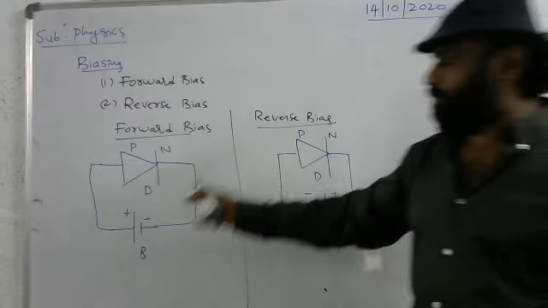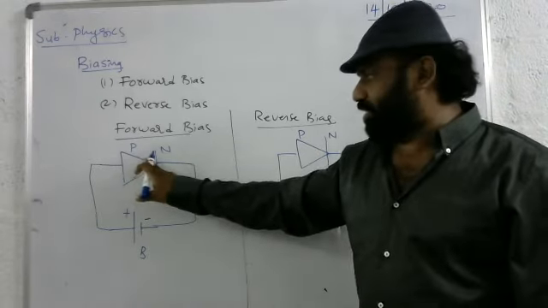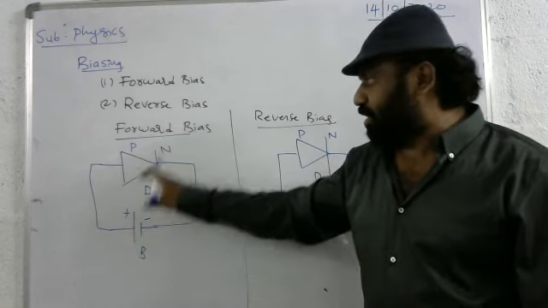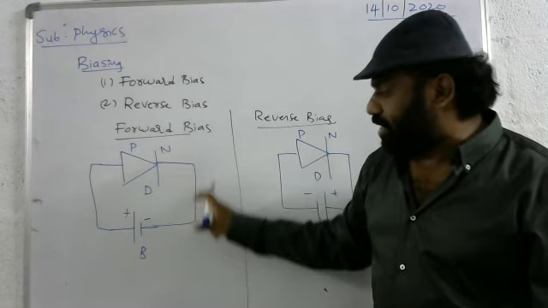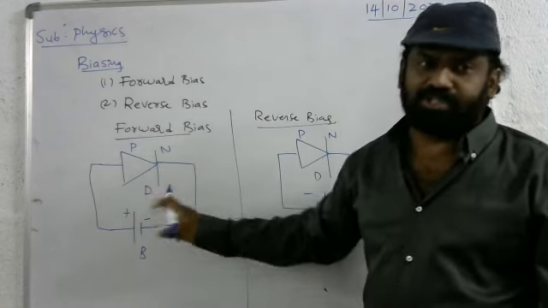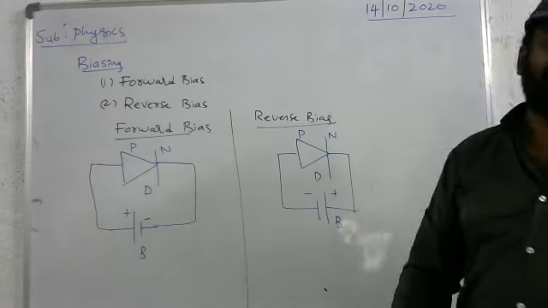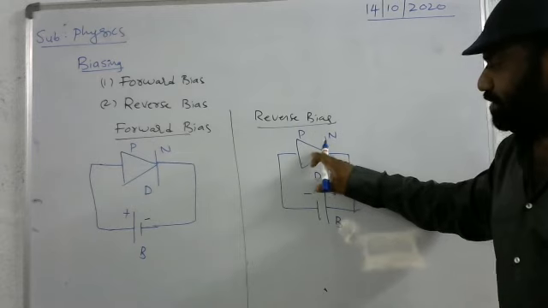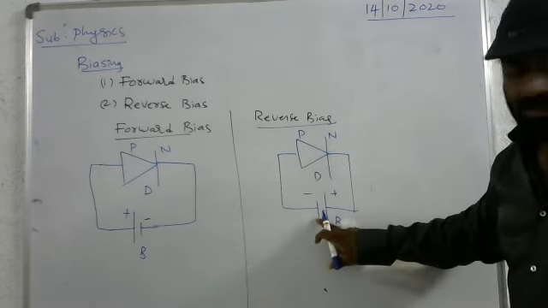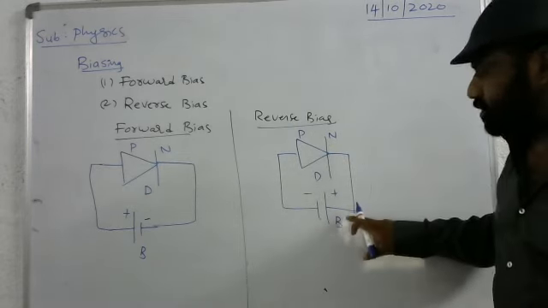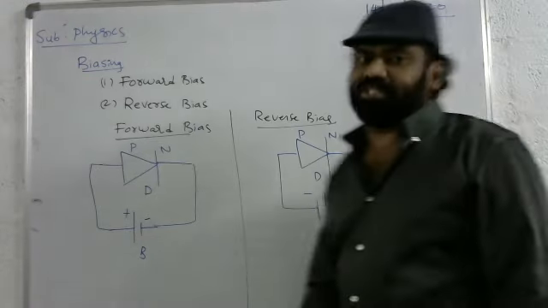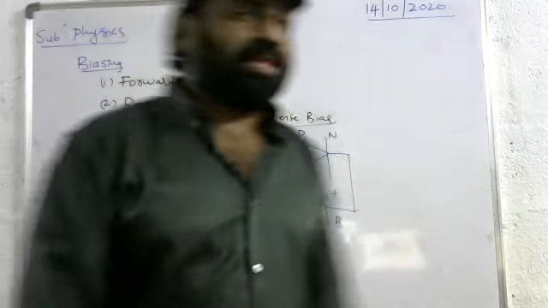Now let us see the definitions for forward and reverse bias. Forward bias first: the diode P-type is connected to the positive terminal of a battery and the diode N-type is connected to the negative terminal of a battery, then the diode is said to be forward bias. Next, the diode P-type is connected to the negative terminal of a battery and the diode N-type is connected to the positive terminal of a battery. These are the definitions for forward and reverse bias.